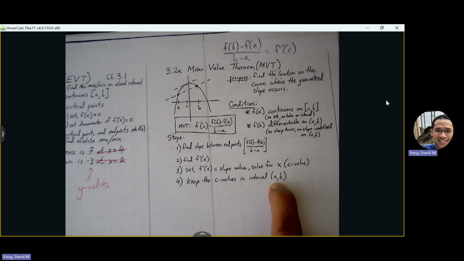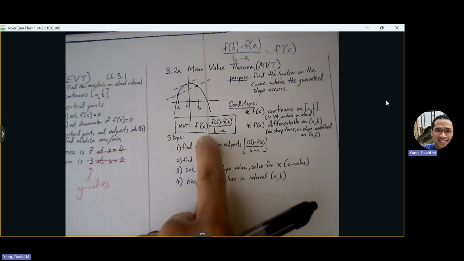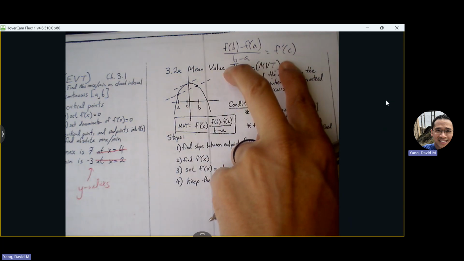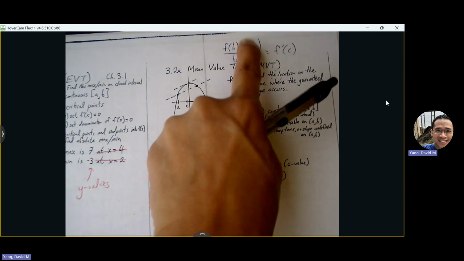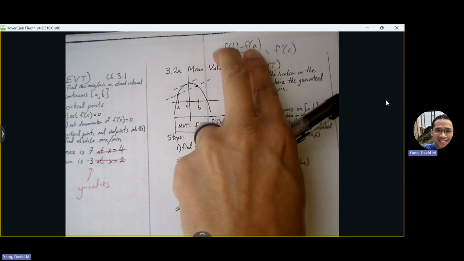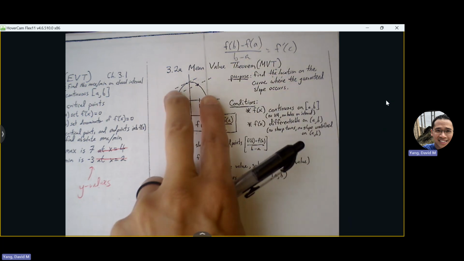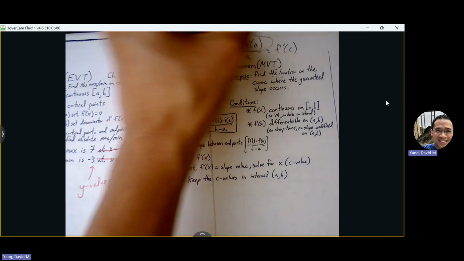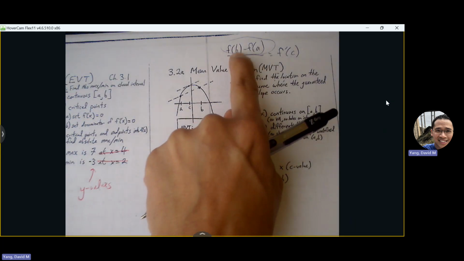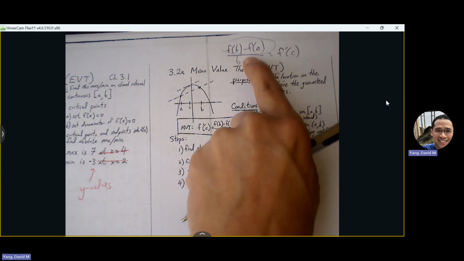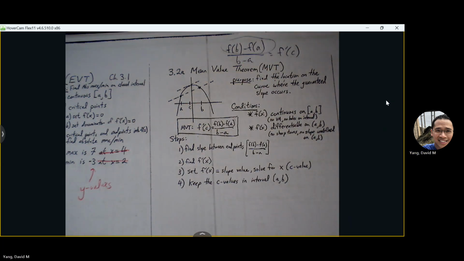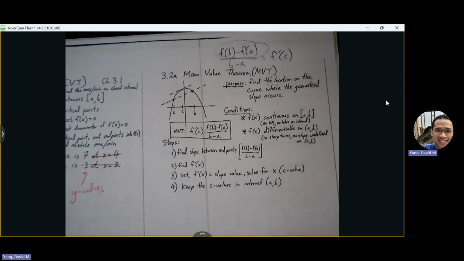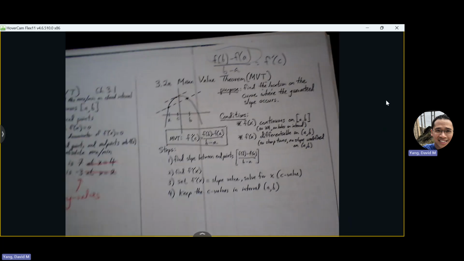If it lands outside, we remove it. If it lands at the endpoint, we also remove it. With Rolle's theorem, we go through the same process. It's just that this is going to end up giving you 0 because your f of a and your f of b will end up being directly across from each other. So we go through the same process. It's just that with Rolle's theorem, this will always cancel out to be 0. And so you're always setting f prime equal to 0. But same formula, same conditions.